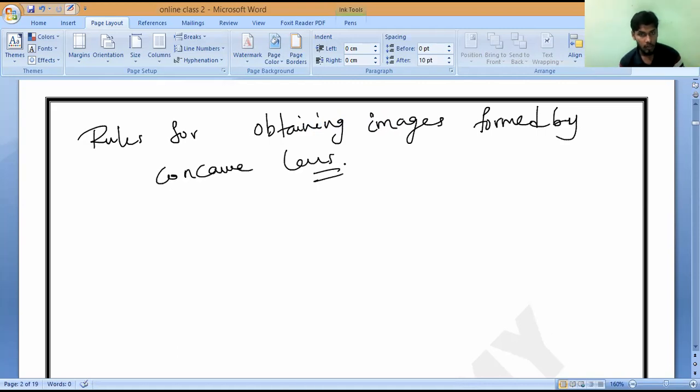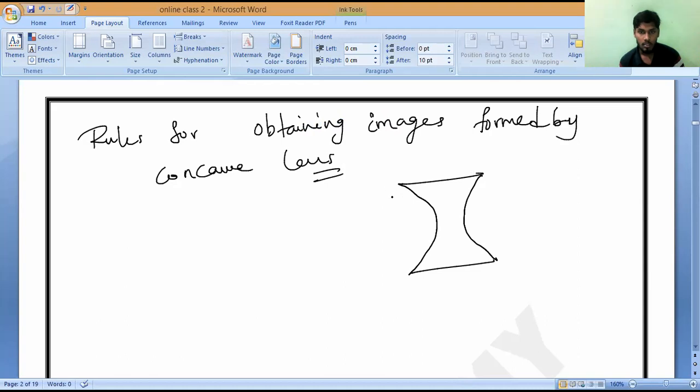Concave lens. So concave lens means what? Thicker at the surroundings and thinner at the middle. Thinner at the middle, sir. All of you should note it down. So it looks like this.